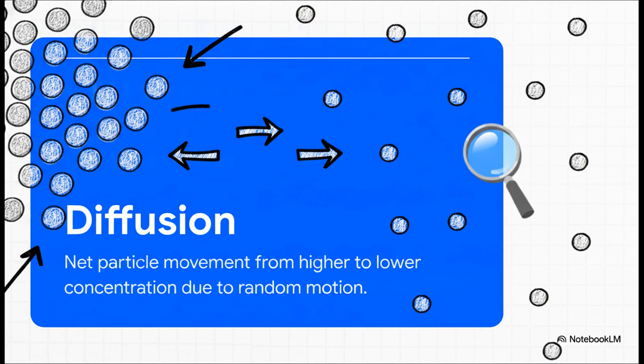But honestly, the absolute most important part to remember here is that this happens as a result of their random movement. There's no biological traffic controller telling these particles where to go. It's driven entirely by this random motion, just naturally moving from an area where it's super crowded to an area where there's plenty of space.